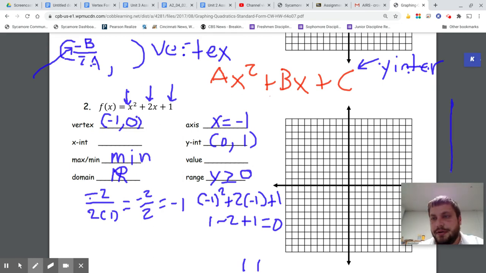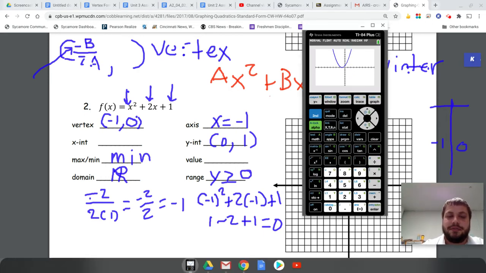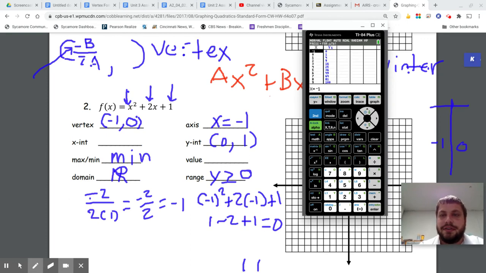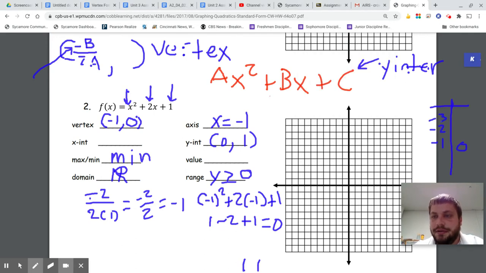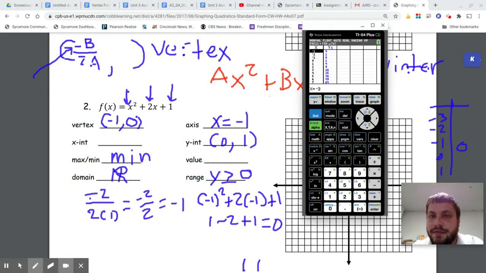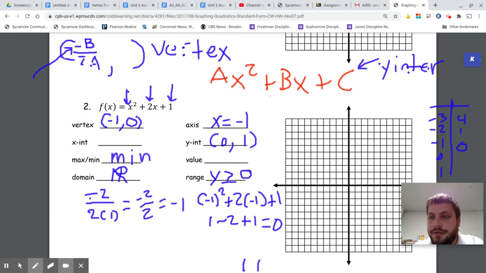Okay. Now, when I am over here making my t-table, I'll put my vertex in the middle, negative 1, 0. And I will now go to my calculator and the table in the calculator to find the rest of the points. Okay, so I go second and graph to get my table. There's my vertex, negative 1, 0. Negative 2, negative 3, 0, 1 for my x values. And I've got 1, 4, 1, 4. Again, notice the symmetry there. And I'll plot those points. Negative 1, 0, negative 2, 1, negative 3, 4. Same on the other side, 0, 1, 1, 4. There's the graph right there.